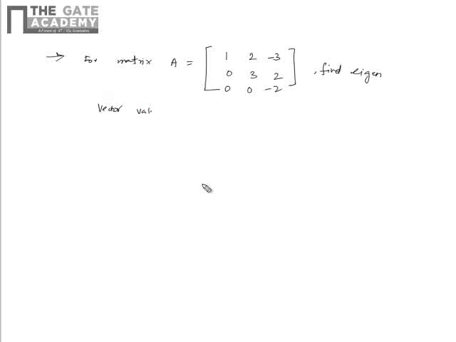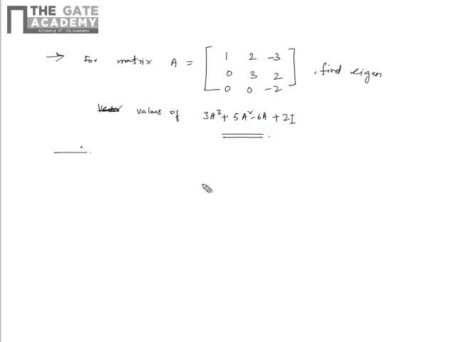For matrix A, which is given as [1, 2, minus 3; 0, 3, 2; 0, 0, minus 2], find the eigenvalues of 3A cube plus 5A square minus 6A plus 2I. So we have to evaluate the eigenvalues of this, based on the properties.